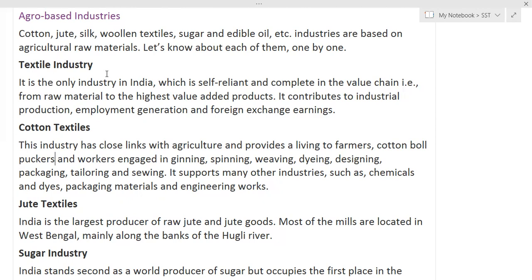It supports many industries. For dyeing and all we need chemicals and colors, so it also supports the chemical industry which makes dyes, and packing materials and engineer workers. Now for weaving, yarn is needed, and machines for it are also made by the steel industry. So all are interlinked between each other. And engineer workers also benefit as they make the machines for yarn. Okay, so all those things are interlinked.